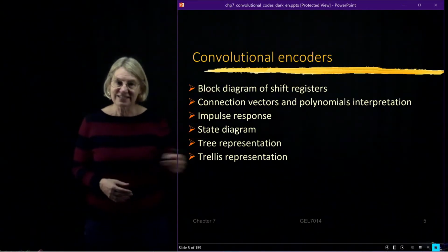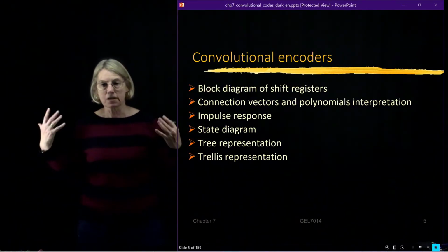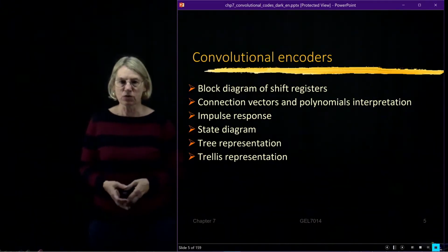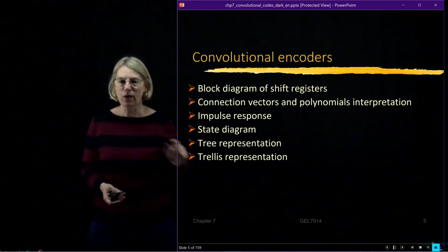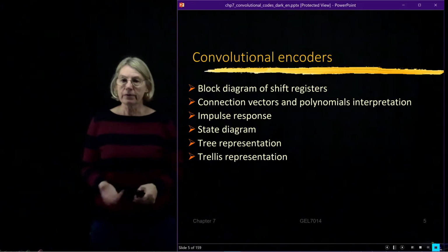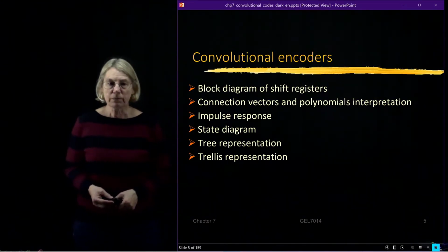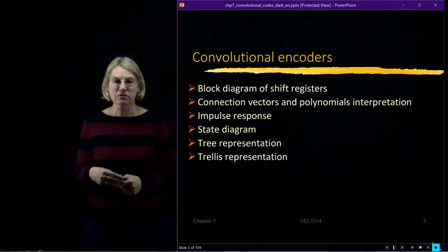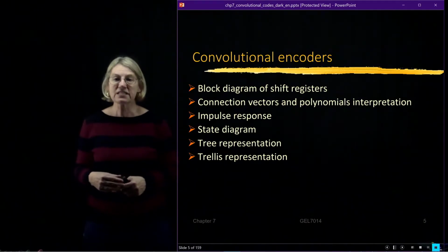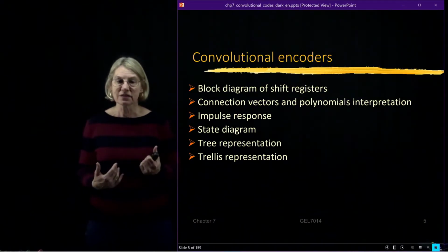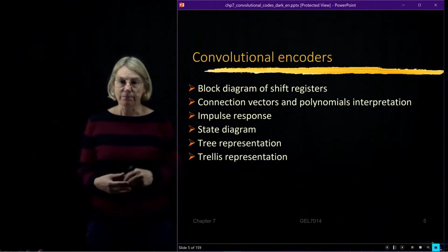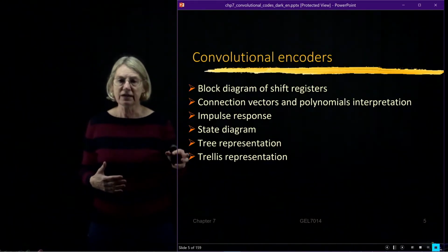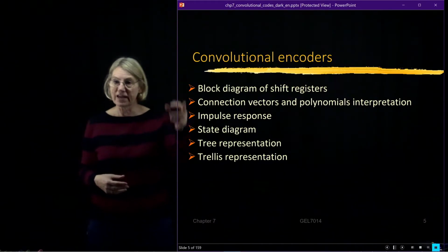So there are many ways that we can examine or implement or visualize or discuss convolutional encoders. And so we're going to be looking at all 6 of these different ways of representing the encoders. So one will be a block diagram of shift registers. One will be a connection of vectors, so to represent the code as a vector. And then we can interpret those as coefficients in a polynomial. We can think of it as a system, a linear system with an impulse response. And we can think of it as a state diagram of structured transitions and states. And that can be represented also in a tree structure or in a trellis structure. So we're going to be looking at all of these.